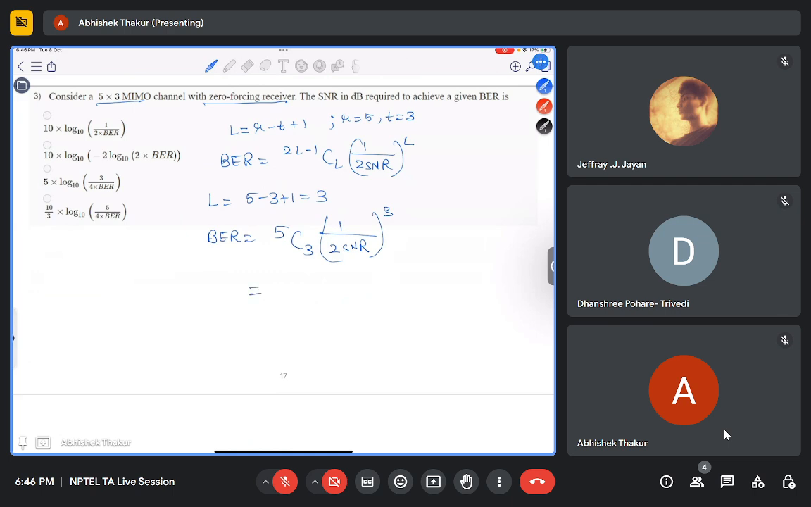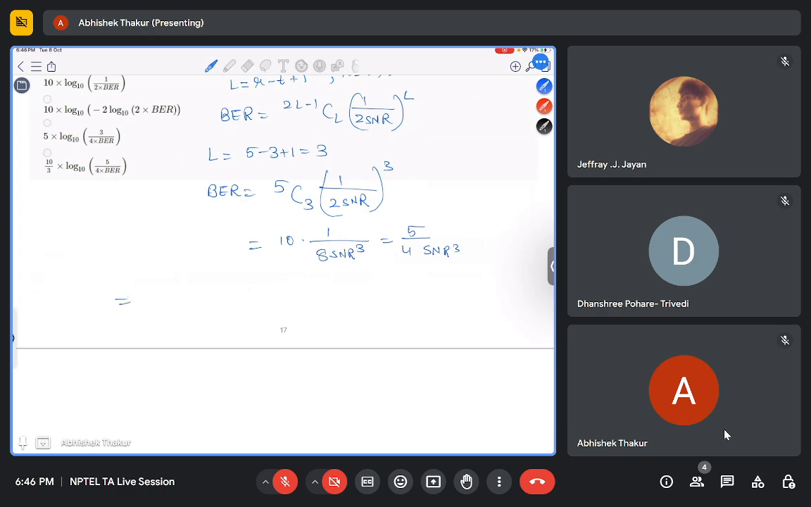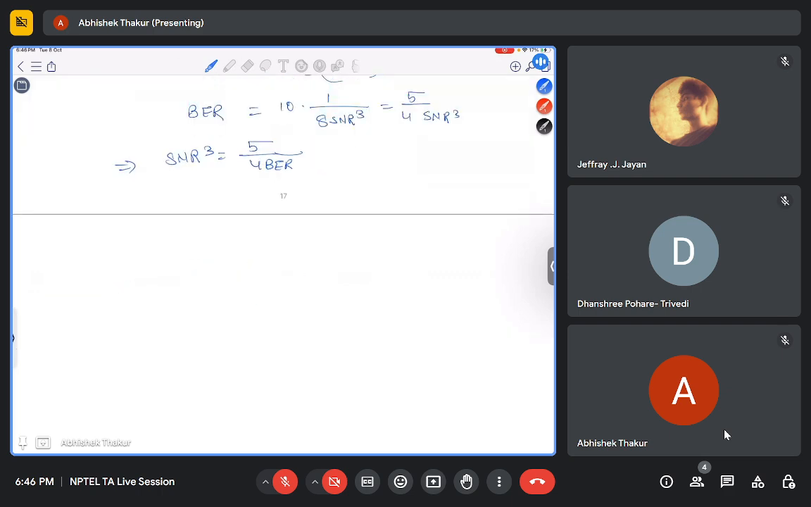So that is equal to 10 into 1 by 8 into SNR cube. So this will become 5 by 4 into SNR cube. Now what will be the value of SNR here? SNR cube is equal to 5 by 4 into bit error rate.